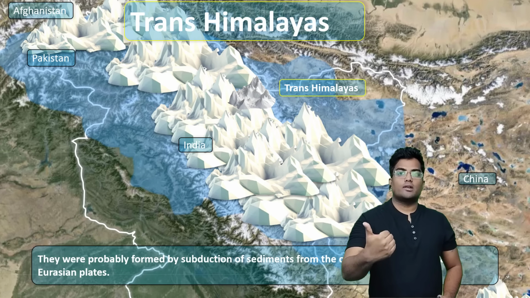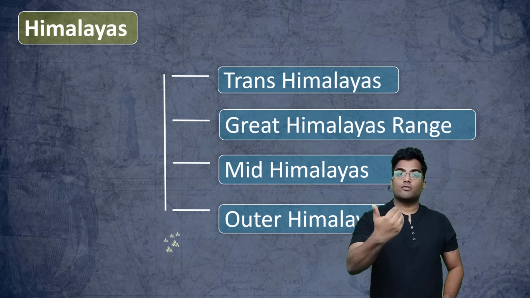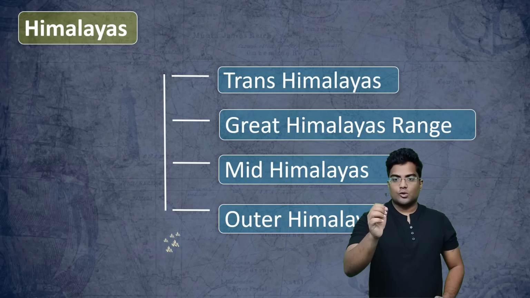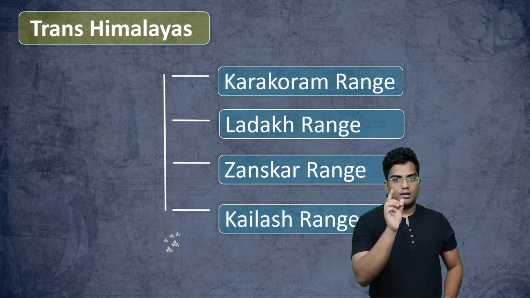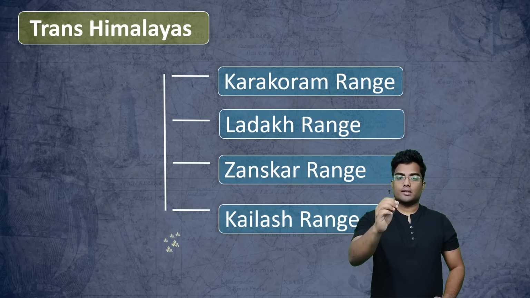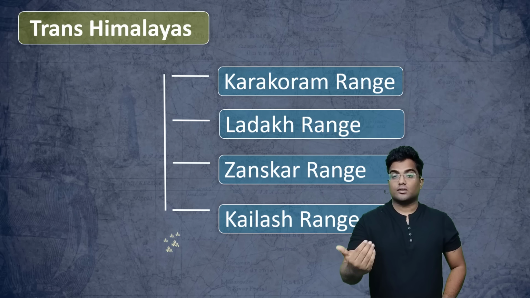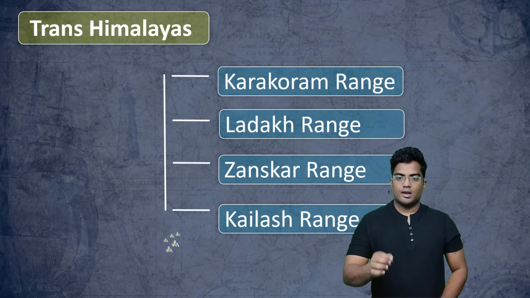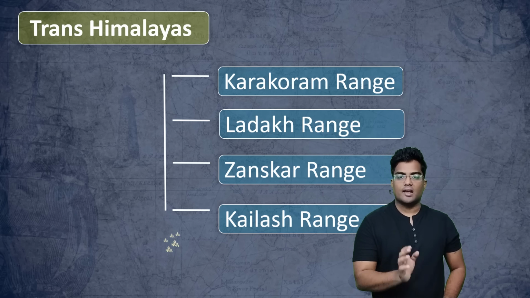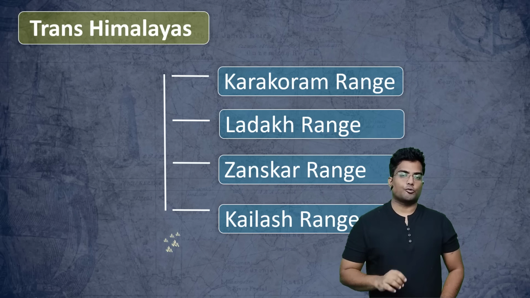Now we want to divide the trans-Himalayas further. First we divided the Himalayas, now we have to divide the trans-Himalayas also. So Himalayas, trans-Himalayas, Great Himalayas, mid-Himalayas, outer Himalayas. Now if we divide the trans-Himalayas, you have the first one, the northern one, that is the Karakoram Range. The second one is the Ladakh Range. The third one is the Zanskar Range, and the fourth one is the Kailash Range. Karakoram, Ladakh, Zanskar, and Kailash Range. So we are essentially interested in the Karakoram Range.